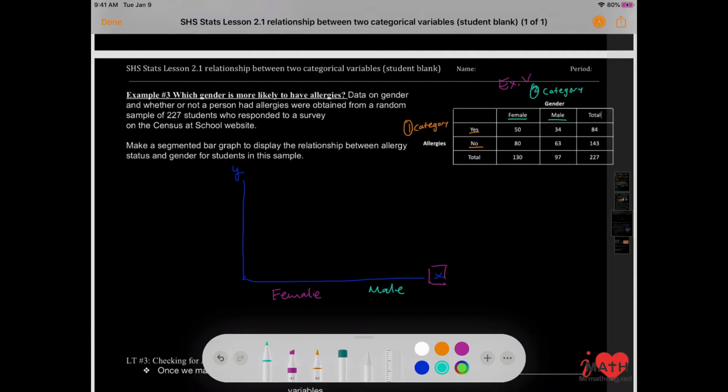Okay, so step number 1. Number 2, we're going to draw and label the axes. So that's what I'm doing right now. And then over here is going to be our percent: 0, 20, 40, 60, 80, and 100. Okay. And we have a scale, which I just did. Okay, now we're going to draw our 100% bars.